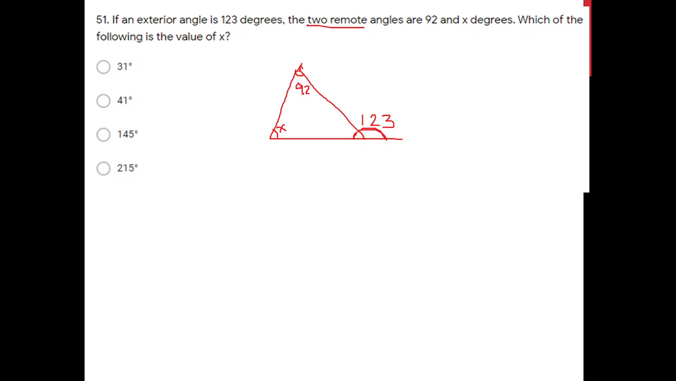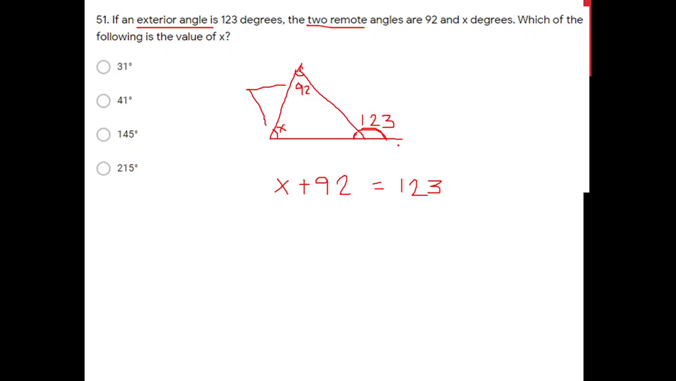Now, if this is the case, then the external angle will always be equal to the sum of the two angles. So you can say that x plus 92 is equal to 123. Okay, remember this one. Exterior angle, meaning the angle outside, is equal to the sum of the remote angles. These are our remote angles. Okay, angles away from your exterior angle, and the sum of these two angles is equal to that angle.